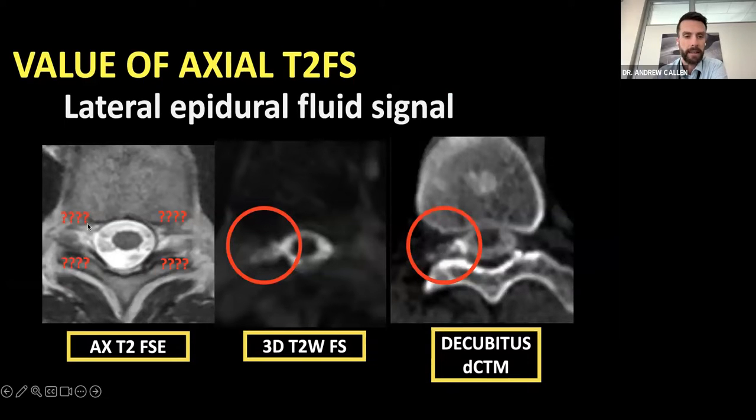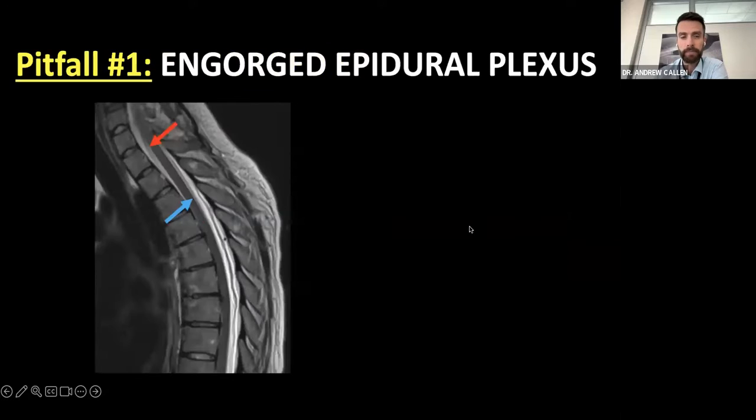Again, as I mentioned, a conventional MRI of the spine does not have axial fat-saturated sequences. So if we're scrutinizing the lateral epidural space in the neural foramina, we have no idea if what we're looking at is fat or fluid. But with the presence of a 3D T2 fat-saturated sequence, we can see clearly that there's epidural fluid here, which correlates very nicely to the decubitus dynamic CTM we have on this patient, allowing us to localize that defect and that leak in a non-invasive way.